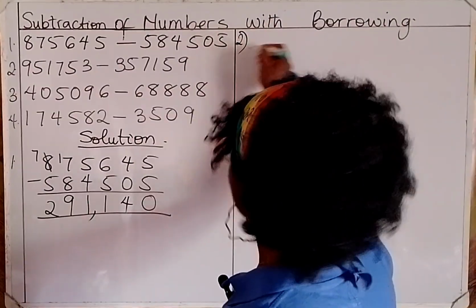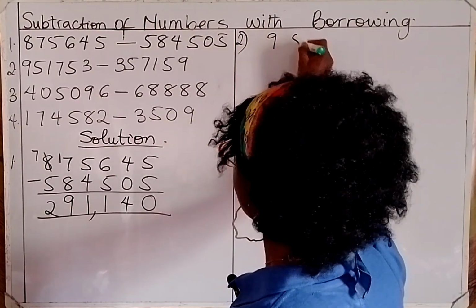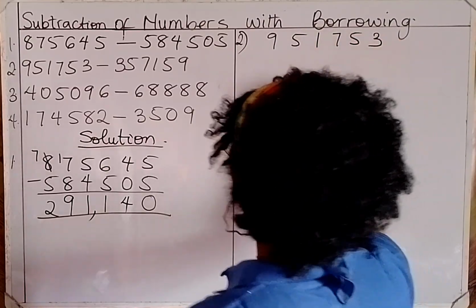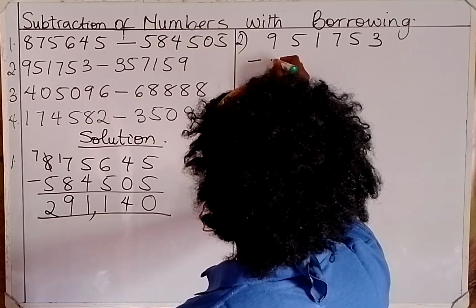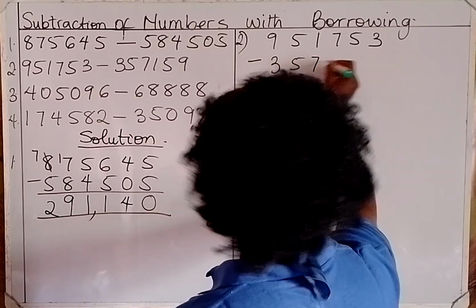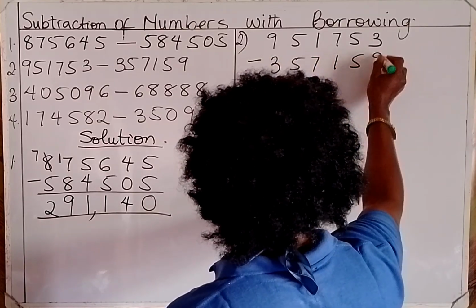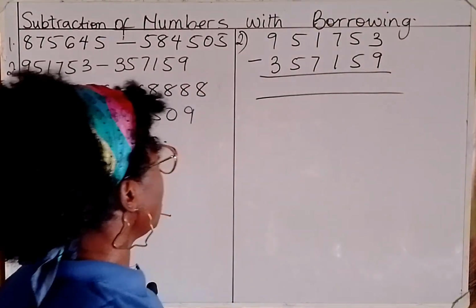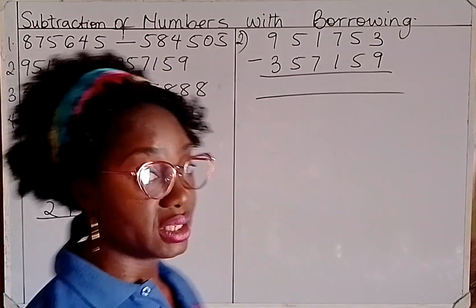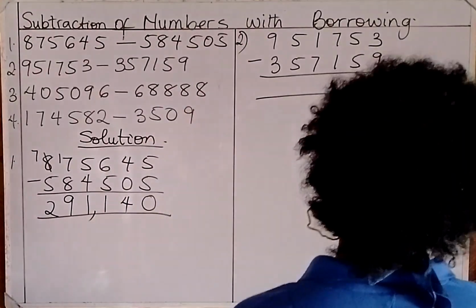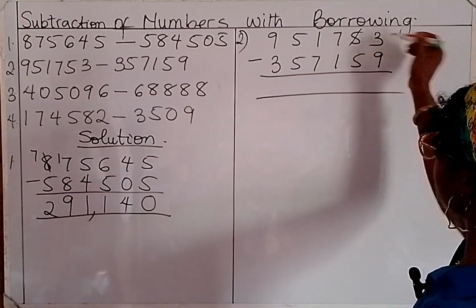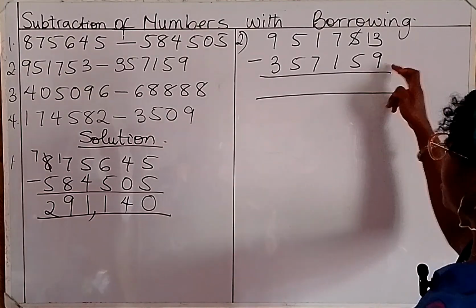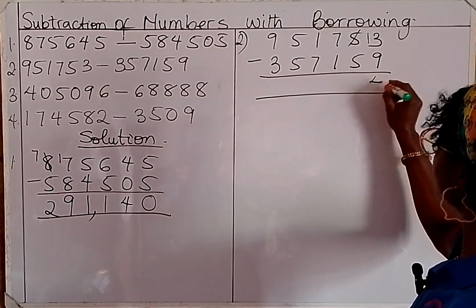Question 2, we have 951,753 minus 357,159. Now 3 take away 9 is impossible, right? So what do we do? We're going to borrow from 5, add it to 3 to make it 13. Now 13 take away 9 is 4.